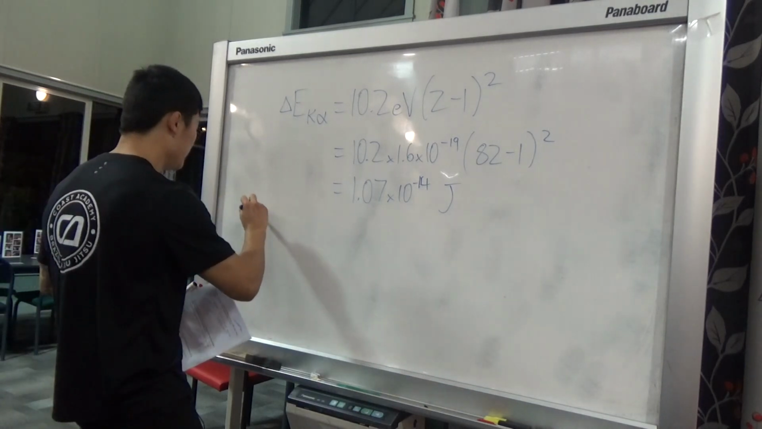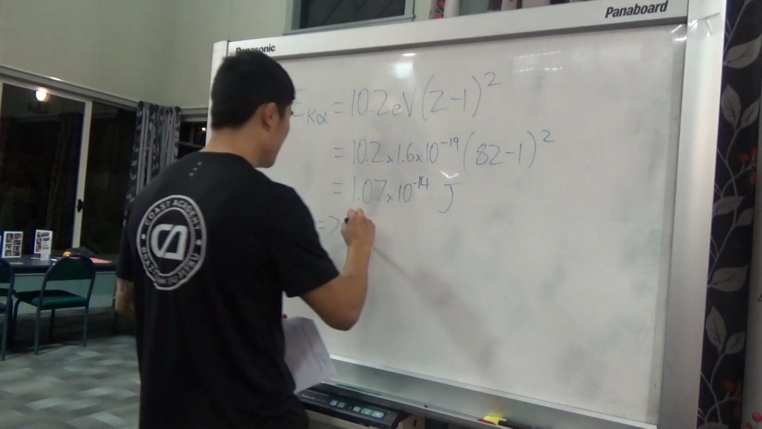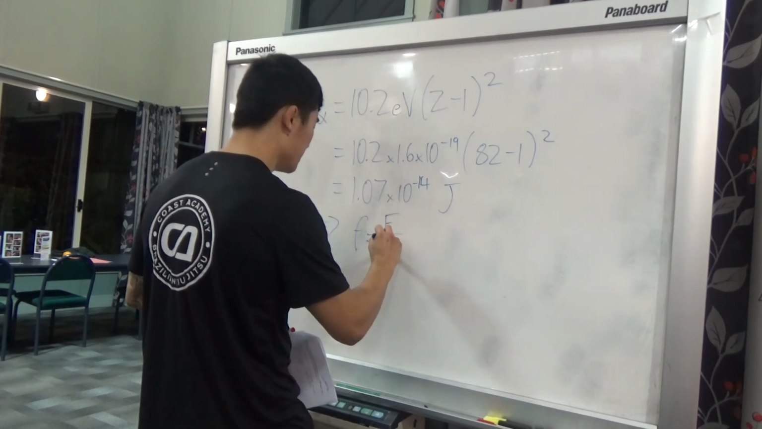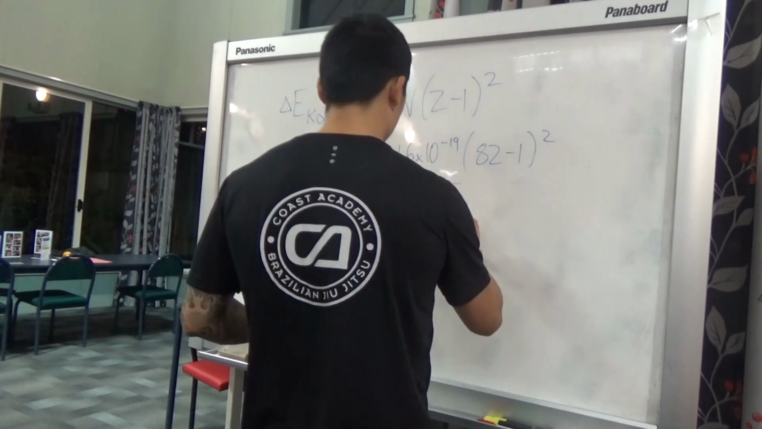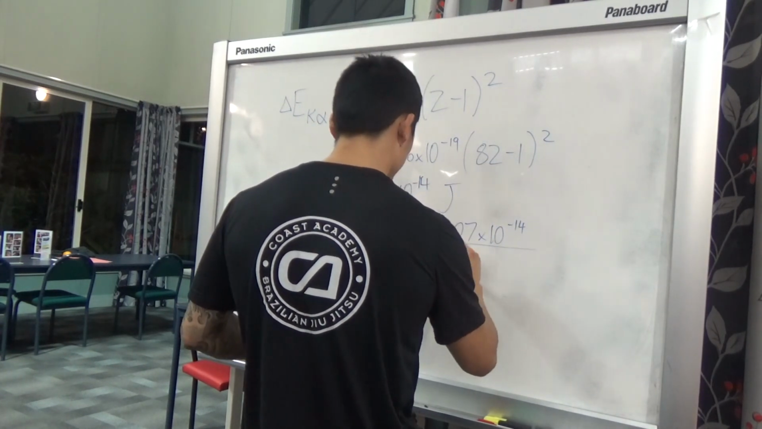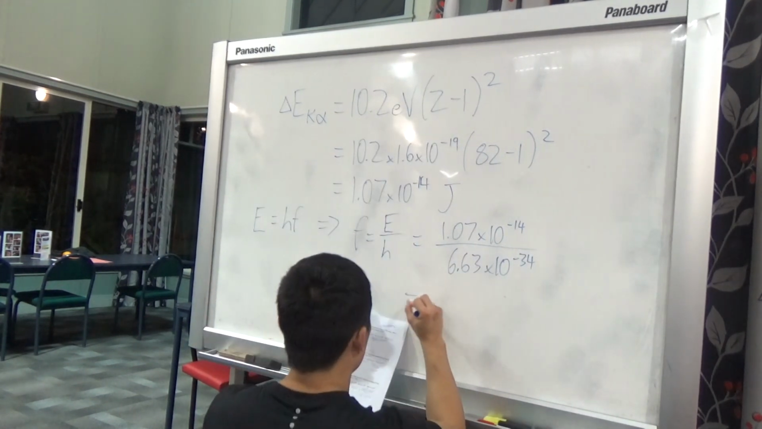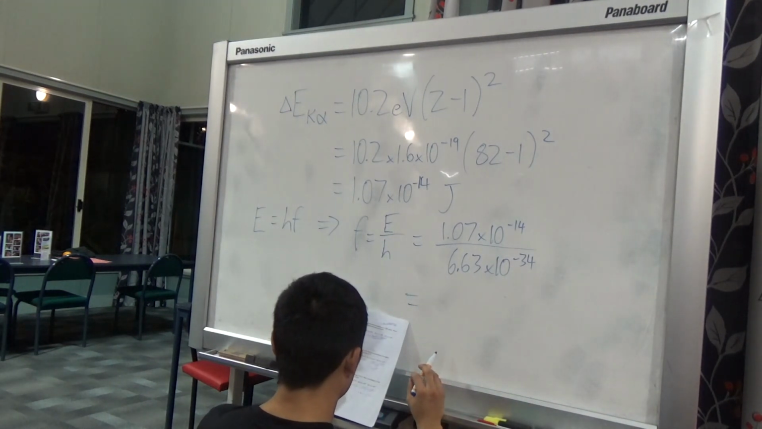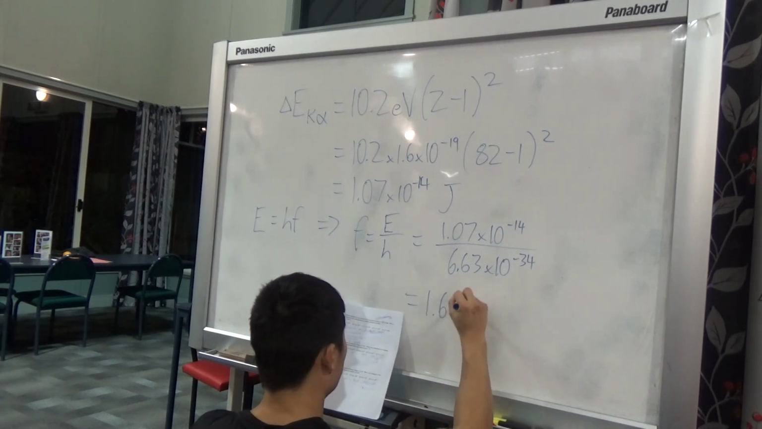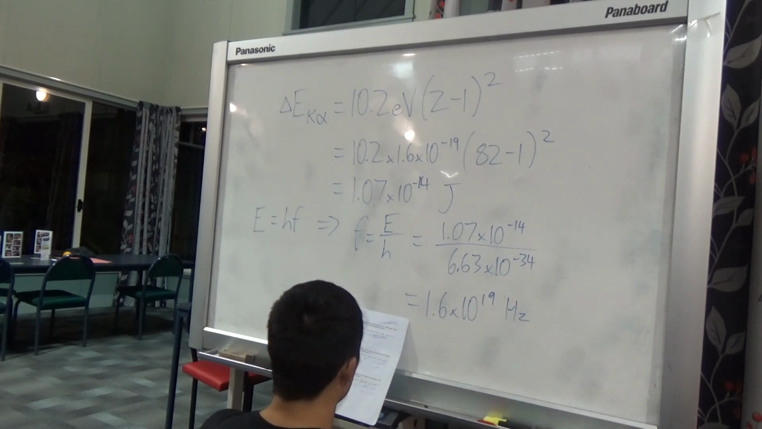And then energy is equal to Planck's constant times frequency, which means that frequency is equal to E divided by h. So that's 1.07 times 10 to the negative 14 divided by 6.63 times 10 to the negative 34. Which is 1.6 times 10 to the 19 hertz. Okay.